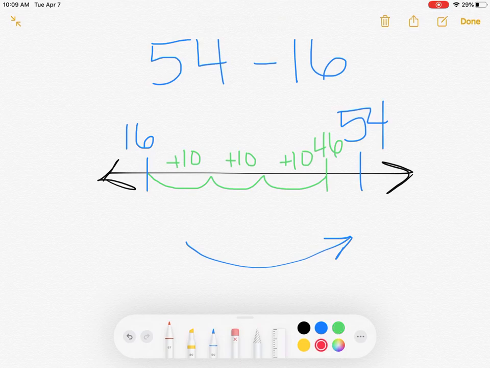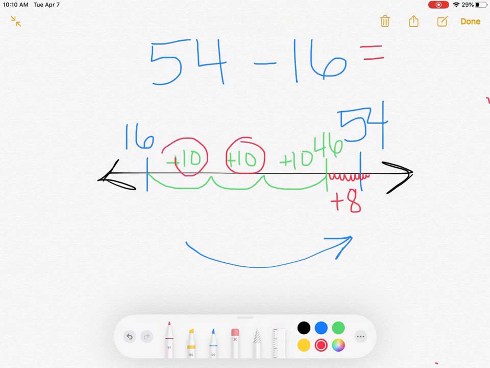Okay, so now I just have this little space right here. I'm trying to get from 46 to 54. I could do a 5 and some 1s, but if it's simpler, I could also just count by 1. So I could do 46, 47, 48, 49, 50, 51, 52, 53, 54. I could barely fit it in there, huh? And then I know that I added up 8 1s. So that tells me that the difference between 54 and 16 is 10, 20, 30, 38.